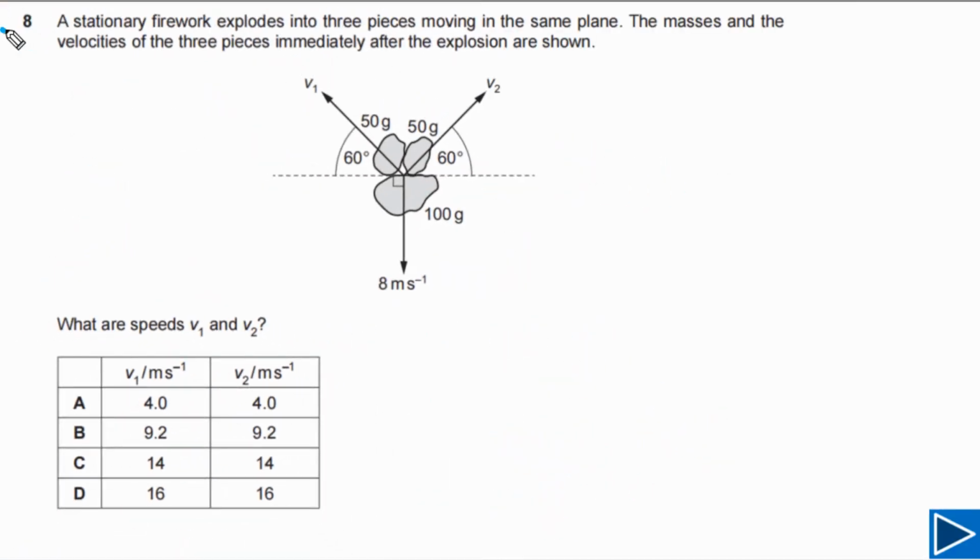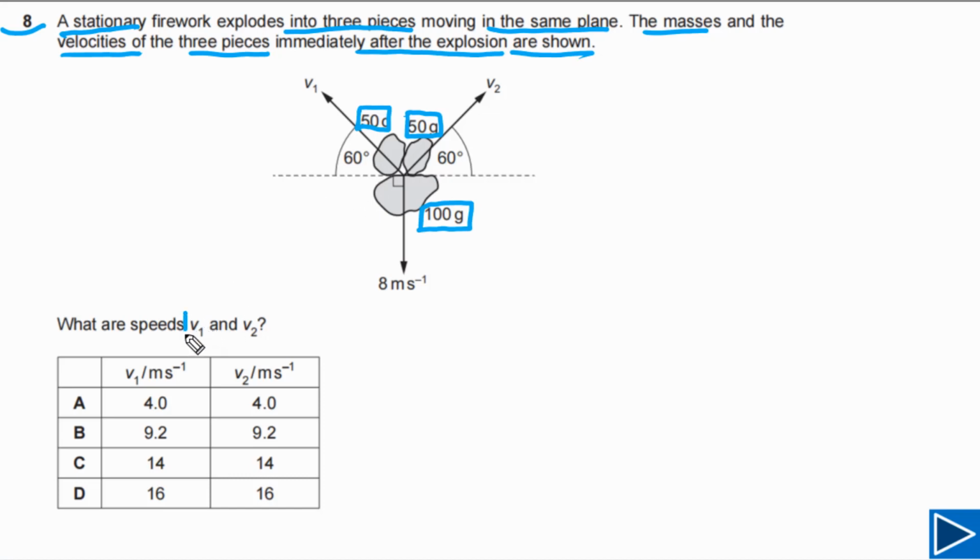For question number 8, it is given to us a stationary firework explodes into 3 pieces moving in the same plane. The masses and velocities of the 3 pieces just after the explosion are shown in this figure. As you can see here, one piece has a mass of 100 grams, and the other 2 pieces have masses of 50 grams each, and the velocities and angle are also given. The question is asking us to calculate the values of v1 and v2.